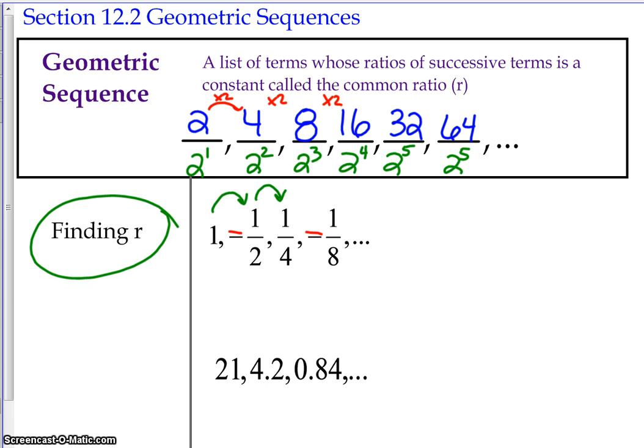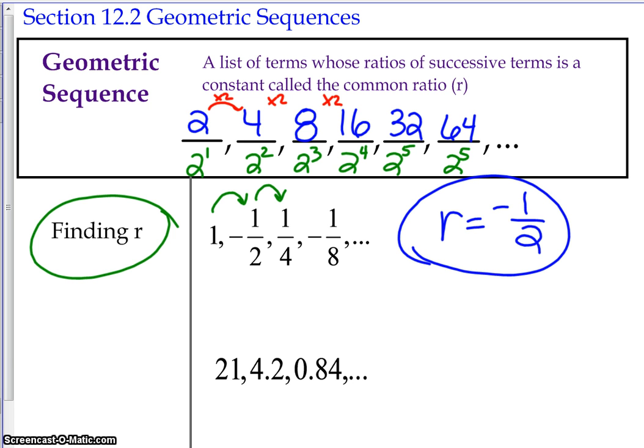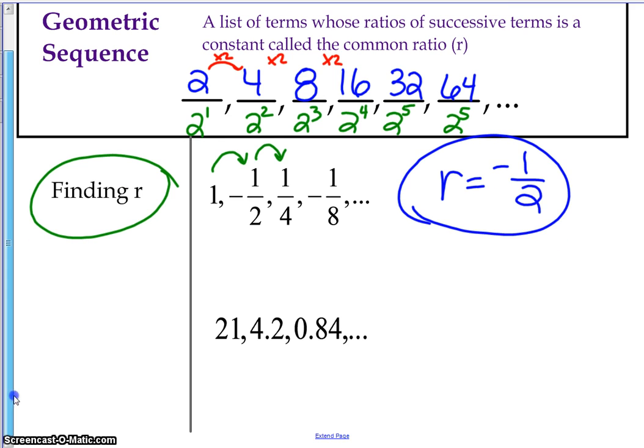If you think about it, when you take a negative value to an even exponent, you get a positive answer. When you take it to an odd exponent, it's going to be negative. So what that means is r has to be negative. Logically, you go from 1 to negative 1/2 to 1/4 to negative 1/8. Each time you're dividing by 2, or you can think of it as multiplying by 1/2. And so it's going to be multiplying by negative 1/2.